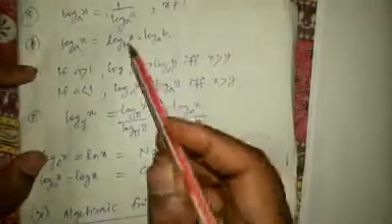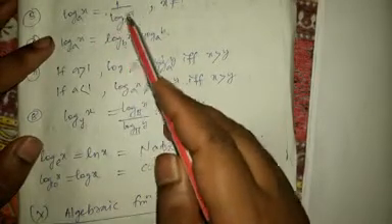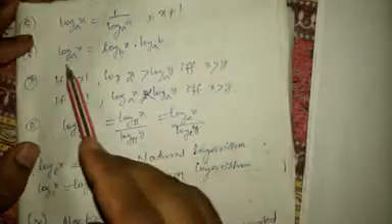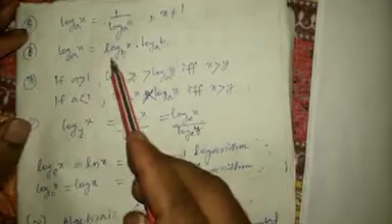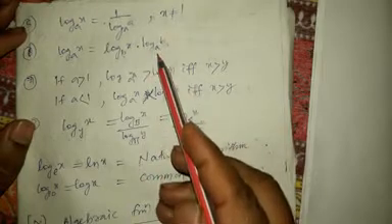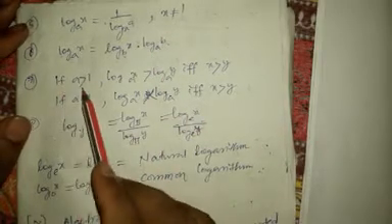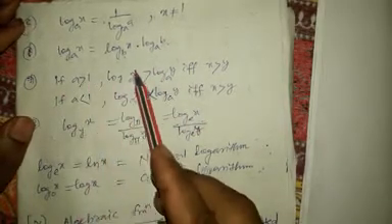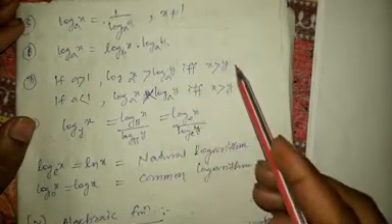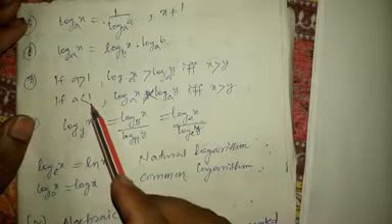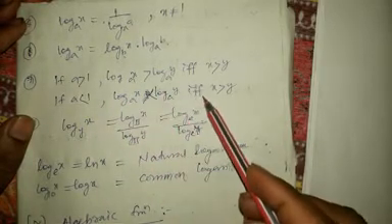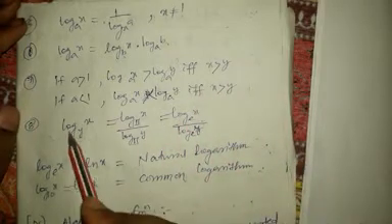Log x base a is equal to 1 by log a base x, where x is not equal to 1. Here log x base a is equal to log x base b into log b base a, base conversion. If a is greater than 1, log x base a is greater than log y base a if and only if x is greater than y. If a is less than 1, log x base a is less than log y base a if and only if x is greater than y.